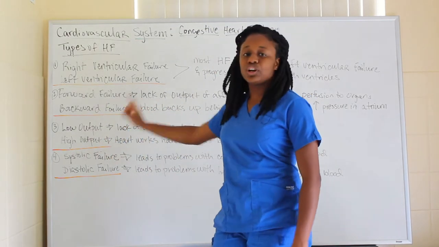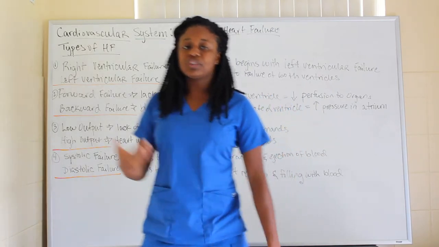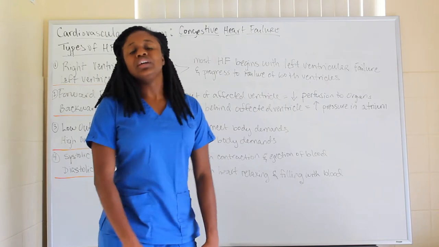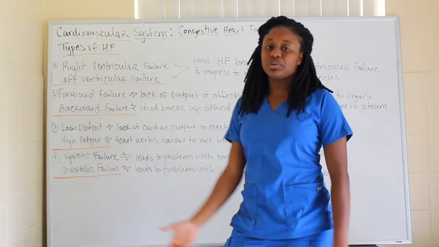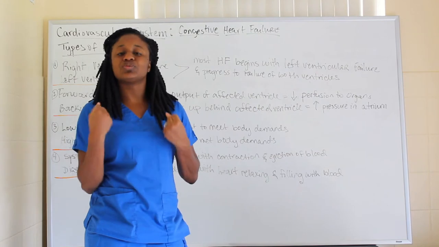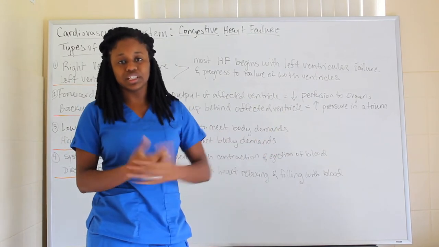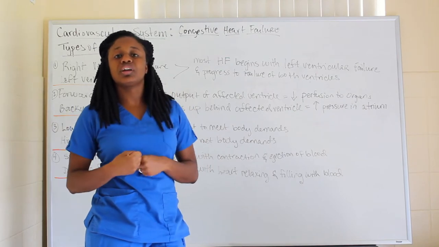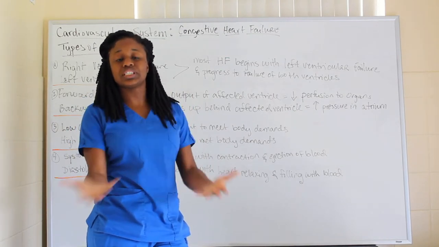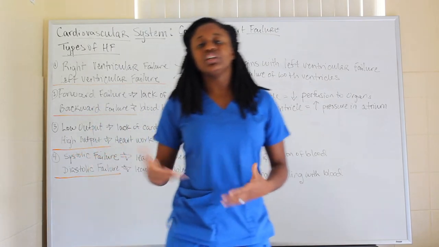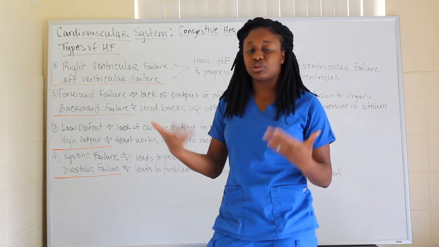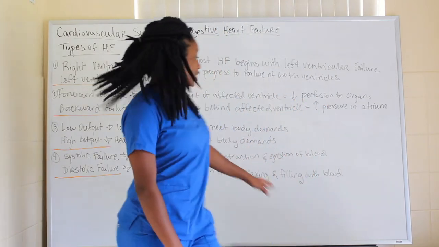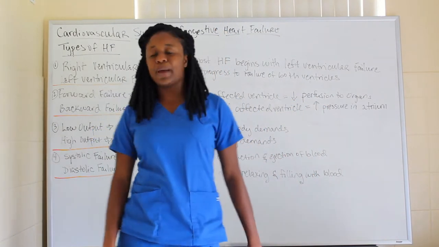Also, you have your low output. Low output, of course, is the lack of cardiac output to meet the body's demands, right? And then you have your high output, which is pretty much the heart working harder and harder to try to meet the body's demands, okay? So I can either be working really, really hard, or I can be working but there's just a lack, right? I'm not putting out enough to require the body to function at its optimal level because, again, it's not meeting the body's demands, okay?